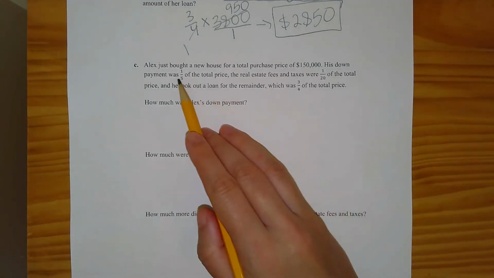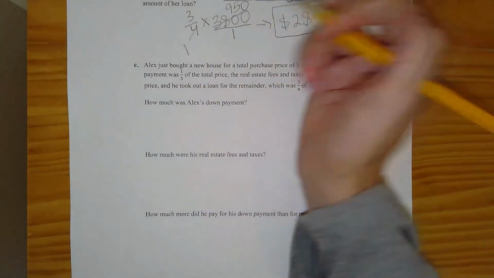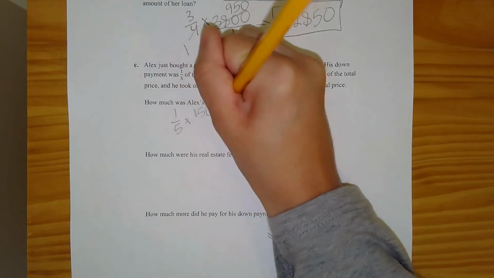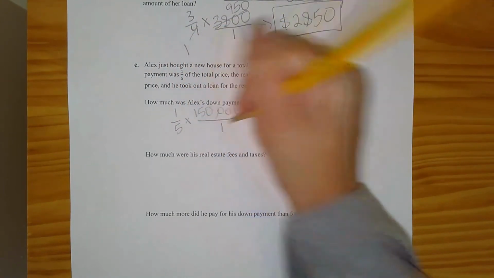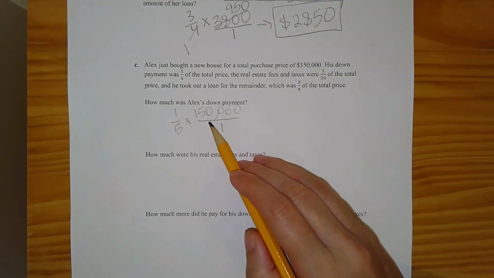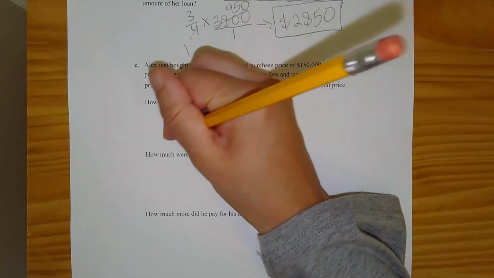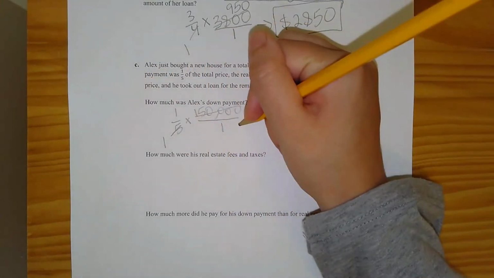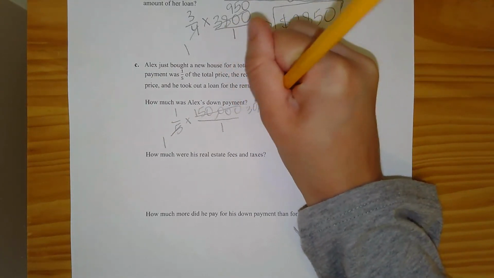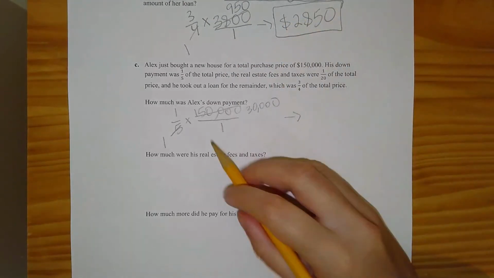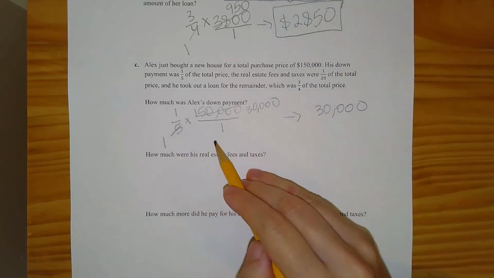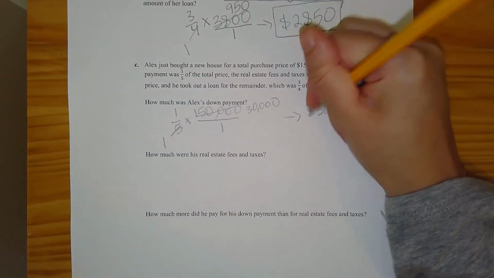So let's see, how much was Alex's down payment? His down payment, it says, is 1/5 of the total. So that'd be 1/5 times $150,000. I'm going to put it over 1, since that's the denominator. Then I can simplify a little. I can divide by 5 on both, and dividing by 5 I'll get 1. $150,000 divided by 5 would be 30,000. And then I multiply straight across. 1 times 30,000 is 30,000. 1 times 1 is 1. So his down payment was $30,000.